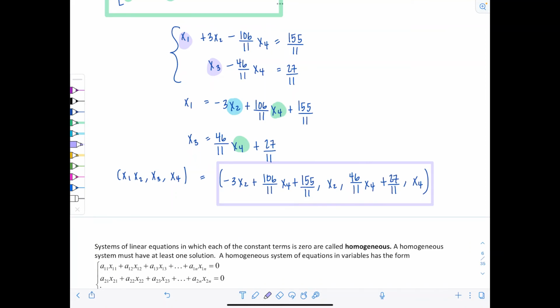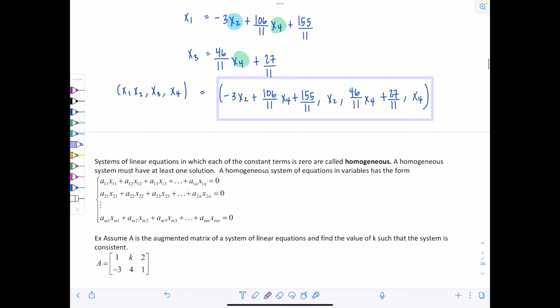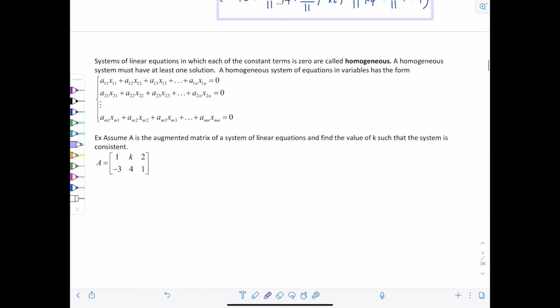Okay, so now some terminology that if you've studied a little bit of differential equations might be familiar actually. We say that systems of linear equations in which each of the constant terms, the ones on the right-hand side, is 0, these systems are called homogeneous. And a homogeneous system must have at least one solution. So a homogeneous system of equations in variables has the following form. So you would write out your system, A11, A12, etc., up to AMN. Those are all the coefficients. But notice here, all of the constants are 0.